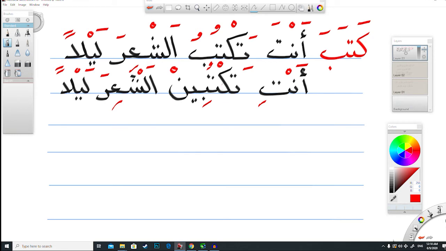What we have changed in the root: we added ta, and at the end of the root we added ya, the medial form of the letter ya, and the final form of the letter nun. تكتبين, أنت تكتبين, you write. الشعر, poetry, and ليلا means at night. The next example is for dual masculine and feminine, and of course in the present tense.